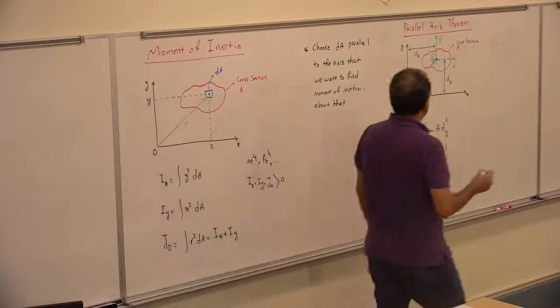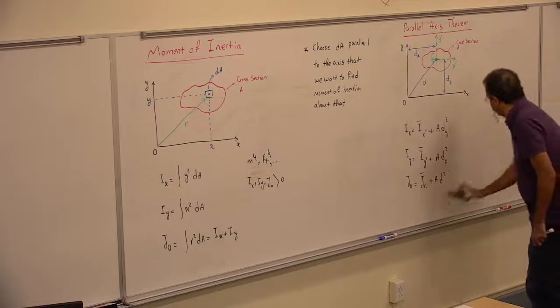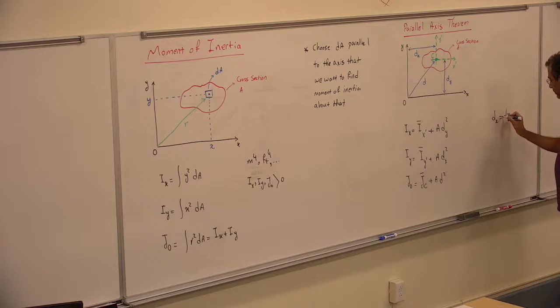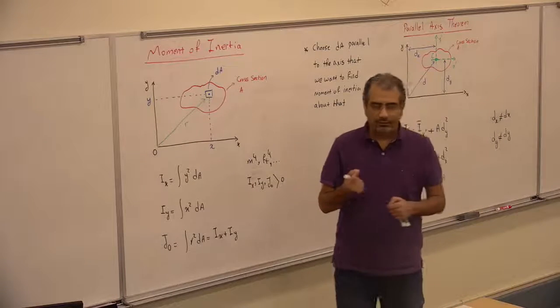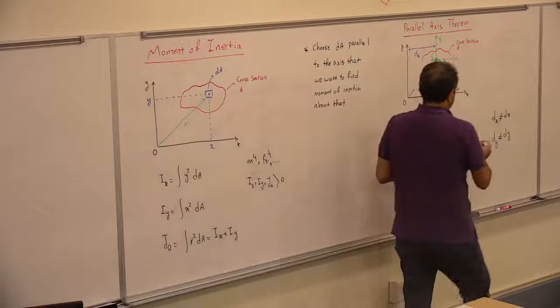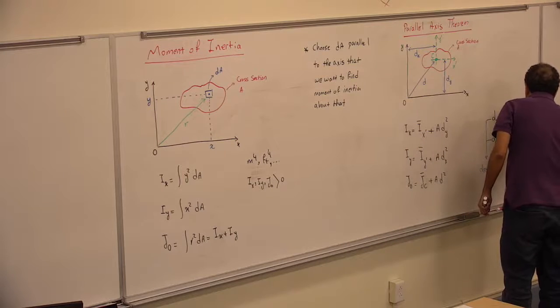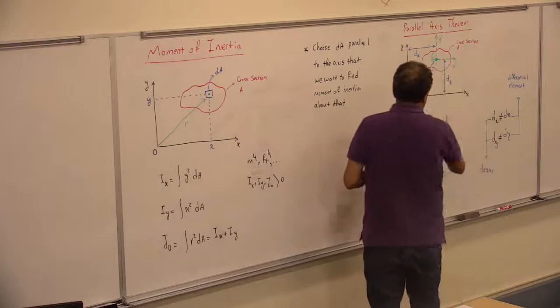So one thing I want to make sure that you remember, don't get confused: d sub x is not dx, and d sub y is not dy. D sub x and d sub y are distances. These two are distances. These two are differential elements. So these are just distances.